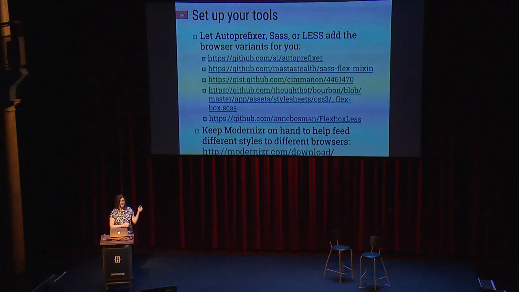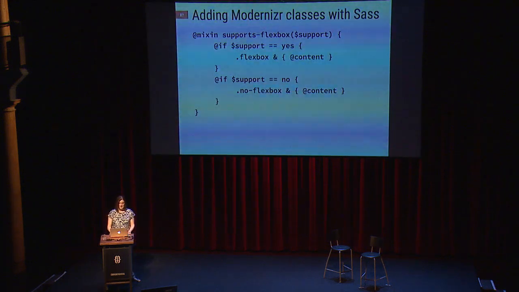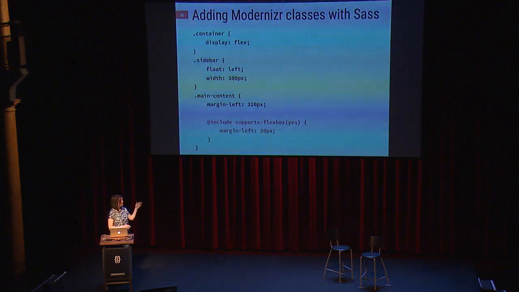So I prefer to use Sass or Less mixins because then you can customize them to add just the variants that you want. Also, as I've shown in some of these demos, Modernizr is an important tool when working with Flexbox. It's not always needed, but it does sometimes come in handy. If you are using Sass, you can use this simple mixin that I wrote to append the Modernizr classes onto your styles. Here's how you would use it.